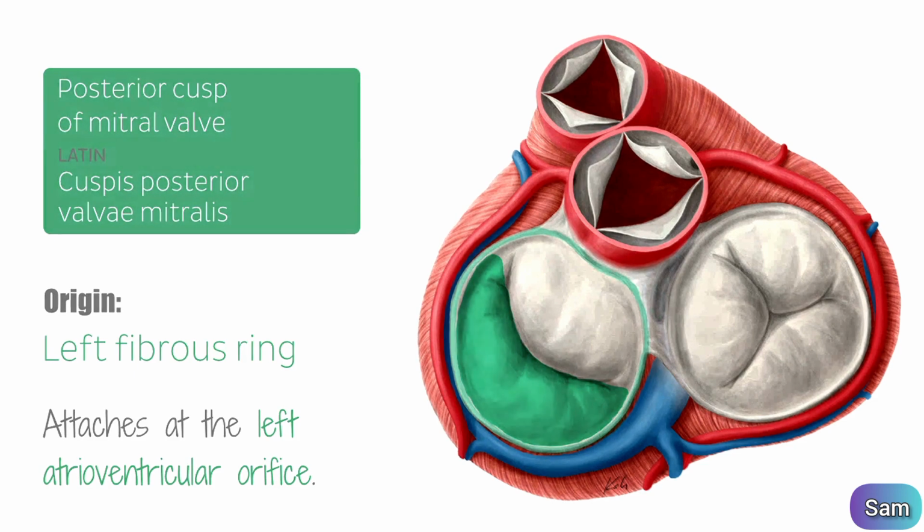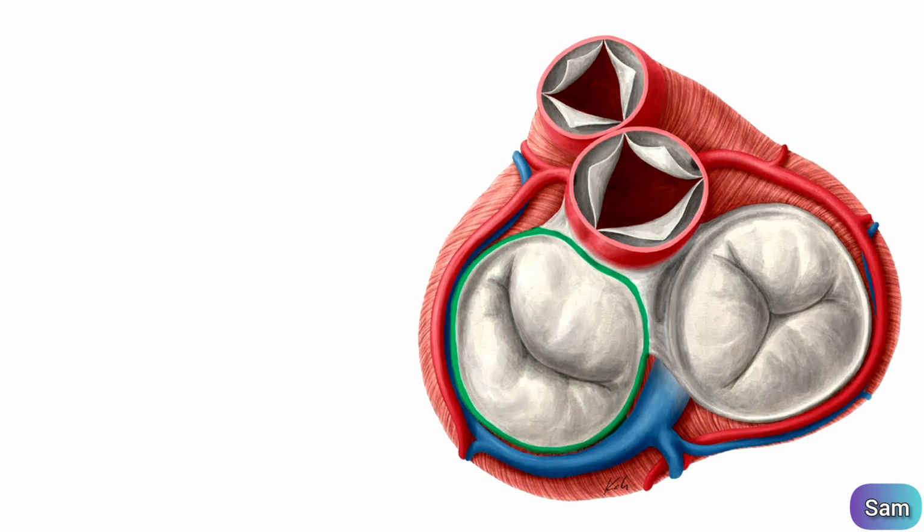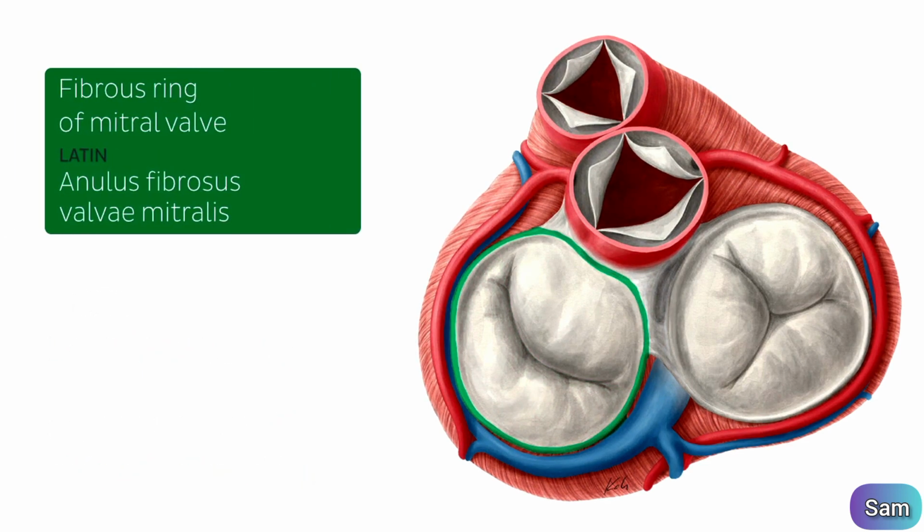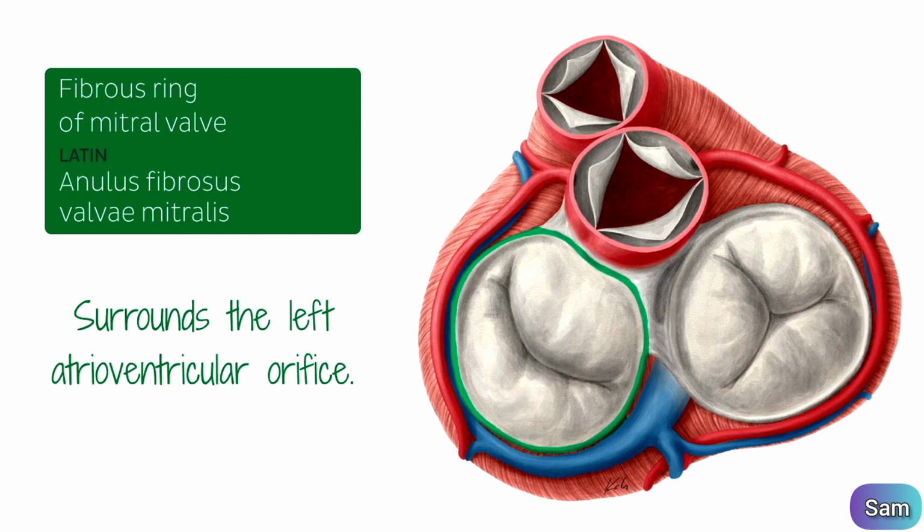One structure that I'm going to be highlighting now is the fibrous ring that I just talked about. So this is the fibrous ring of the mitral valve, which is also known as the left annulus fibrosus of the mitral valve, and it surrounds the left atrioventricular orifice and consists mostly of collagen. It is part of the framework that separates the atrium from the ventricle and is the point of attachment for the mitral valve.